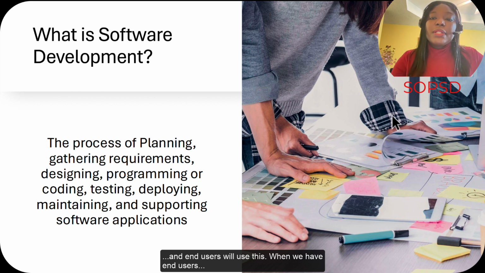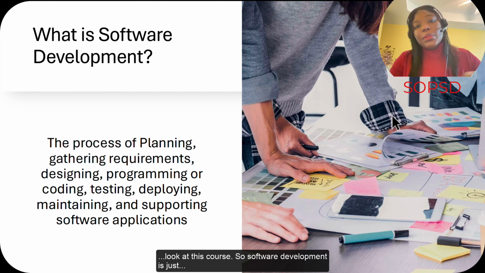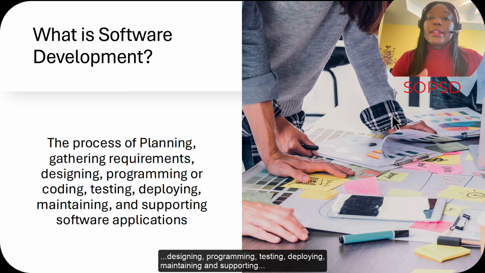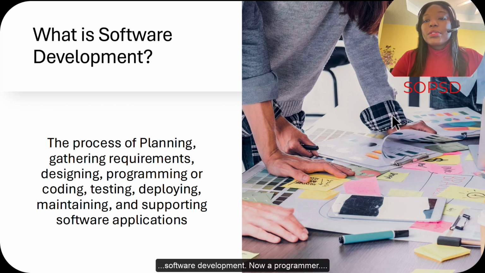And when we have end users using this, then we need a way of supporting these applications when they're out there, and also maintaining them by having security upgrades, operating system upgrades, and all of those things. And these are the things that we'll look at in this course. So software development is just that process of the planning, the requirement gathering, designing, programming, testing, deploying, maintaining, and supporting an application. And this is actually the life cycle of software development.